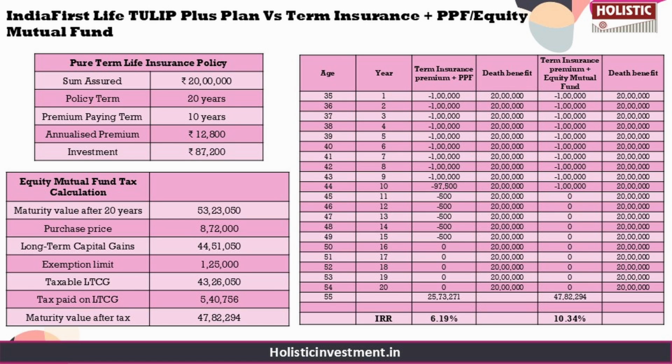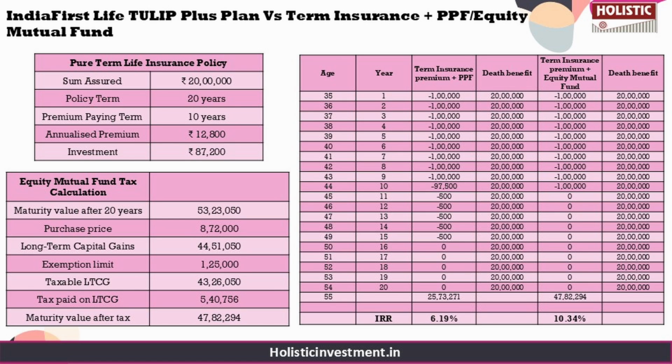So the first option we have taken is a low risk strategy, which is investing in PPF, Public Provident Fund. This is a government backed debt instrument. So here, if the surplus amount is invested, the maturity value after 20 years would be 25.73 lakhs. So the IRR is 6.19%, completely tax free. So despite being a low risk debt product, the PPF delivers returns that match or even exceed the TULIP plus 8% return scenario without any market risk or high charges.